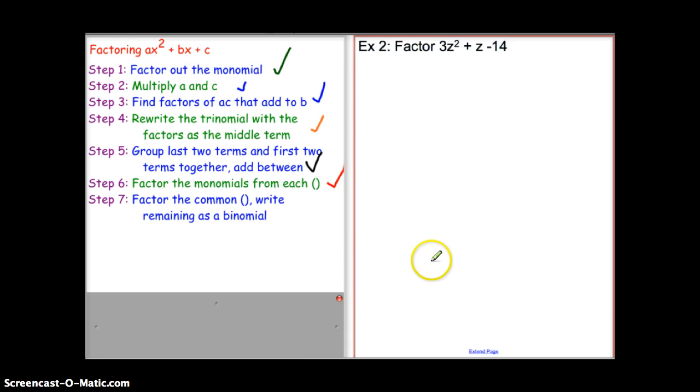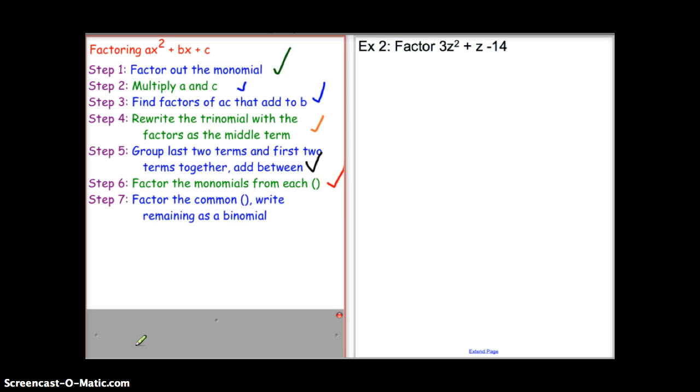Your turn, give this one a try. 3z squared plus z minus 14. Make sure you are going through all your steps. Pause your video at this time. Between steps 6 and 7, did you have the same thing in your parentheses? If you did, keep going. If you didn't, stop and go back and see if you've done it correctly. Your final answer should be 3z plus 7 times z minus 2. It's okay if you have your z minus 2 first. It won't make a difference in the answer.